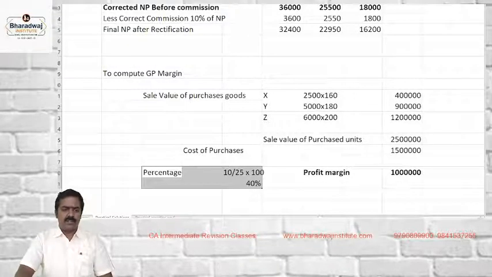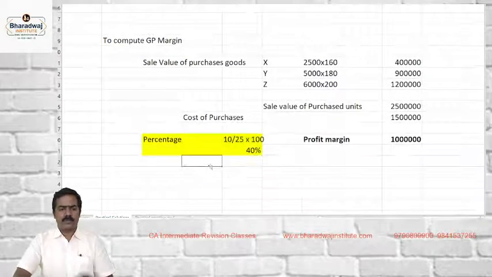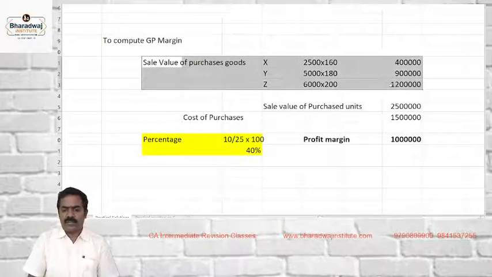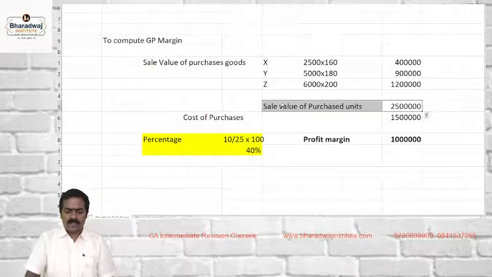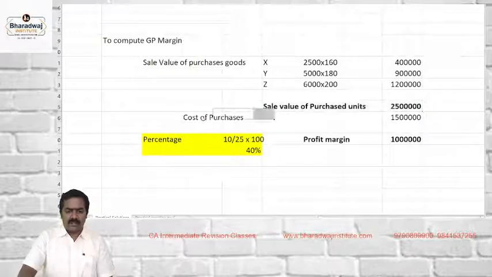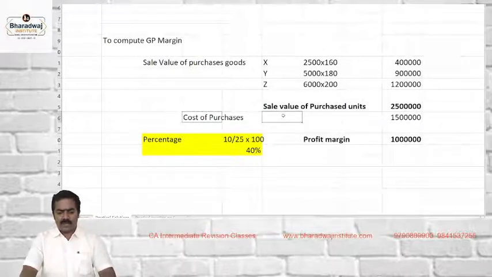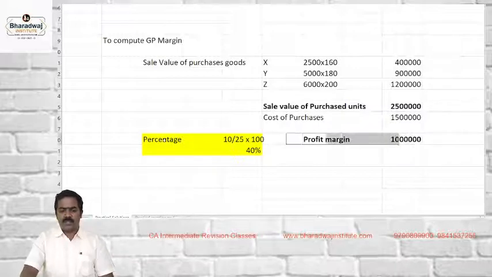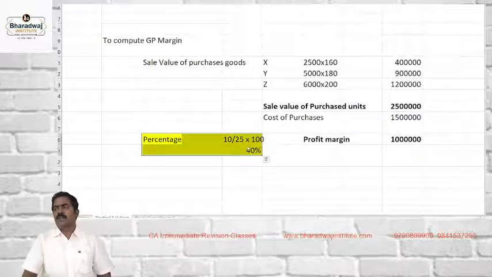So this is relevant for solving it. Take up this and let us proceed. Clear? If all the goods are sold, we will get 25 lakhs. We purchase this for how much? 15 lakhs. Profit margin is 10 lakhs, which means we have how much percentage? 40%.